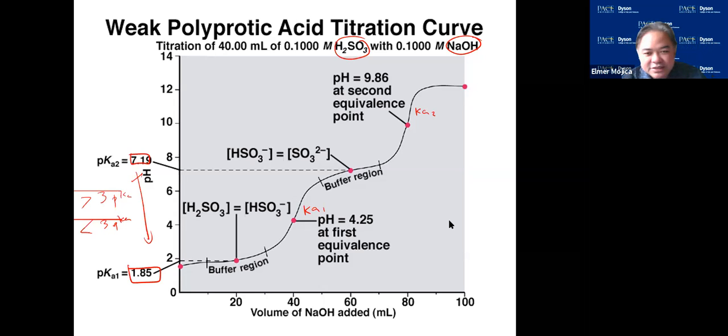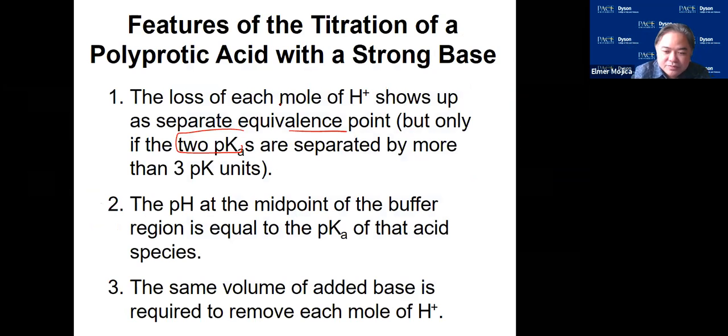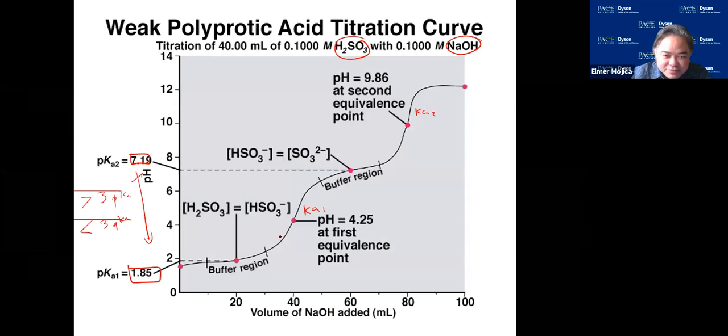So if you have less than 3 pKa, most likely it will be like this one. You're not going to see them. So if it's like this, you will just have, so it's not more pronounced. Okay.